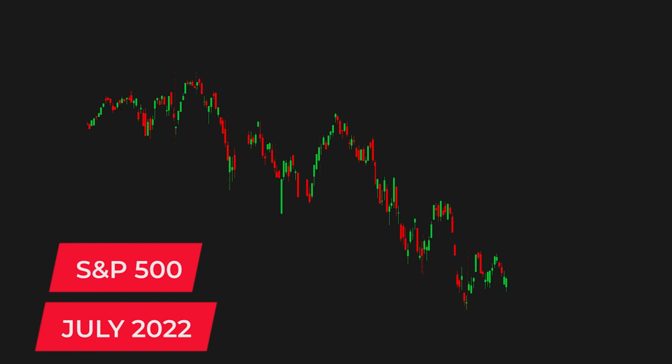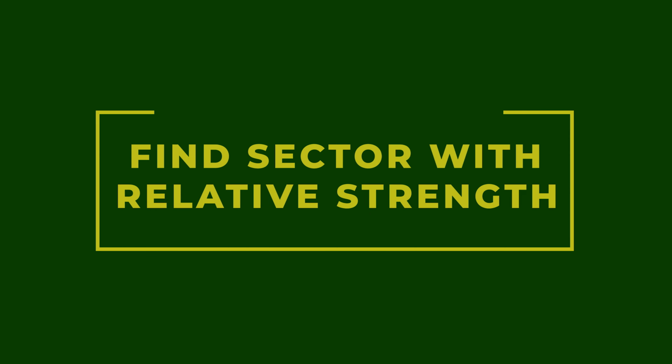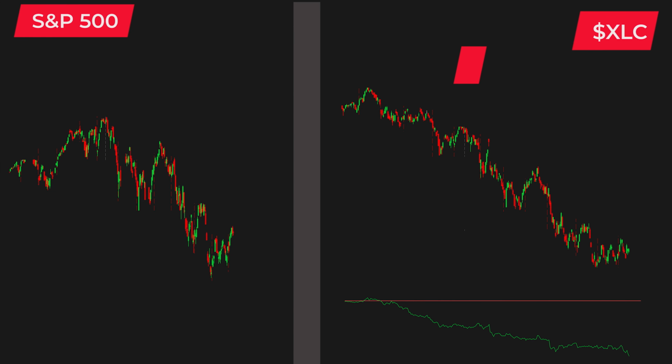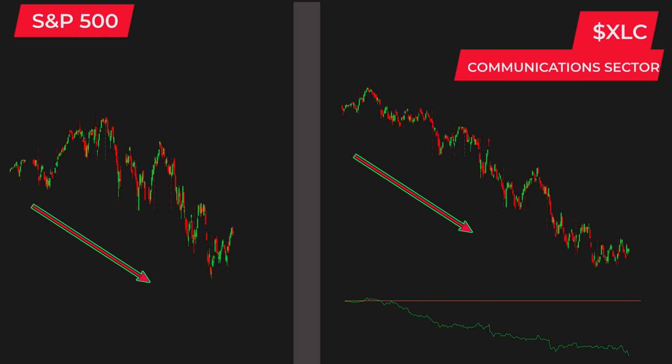This is the daily chart for the S&P 500 in July 2022. Notice that the overall market is in a downtrend. For longer-term investors, this is a good time to find stocks that are performing better than the overall market. The best way to do this is to find a sector that has relative strength. On the left is the daily chart for the overall market. On the right is XLC, the ETF for the communications sector. Both are in a serious downtrend. The communications sector is performing worse than the overall market. We don't want to look for companies in this sector.